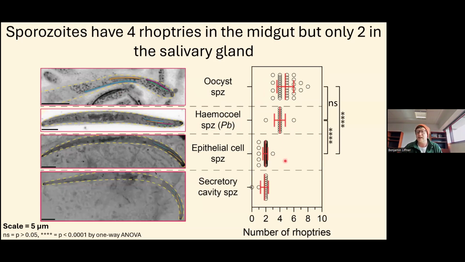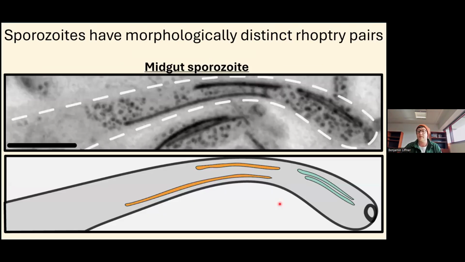And this led us to think that during salivary gland epithelial cell invasion, you actually use up a pair of rhoptries. So basically, you go on average from 4 to 2 based on whether or not you've invaded the salivary gland. And that those 2 rhoptries are used up, so to speak.